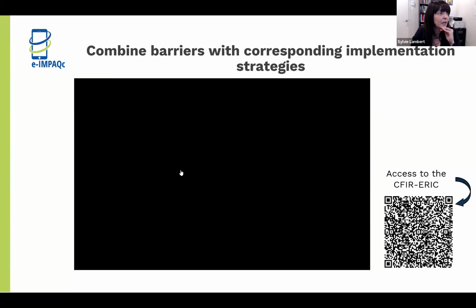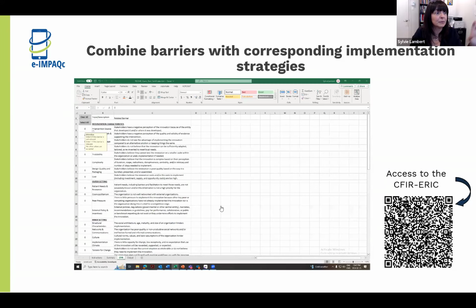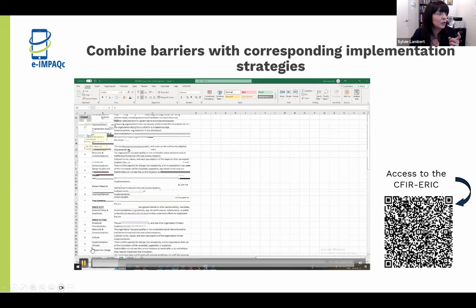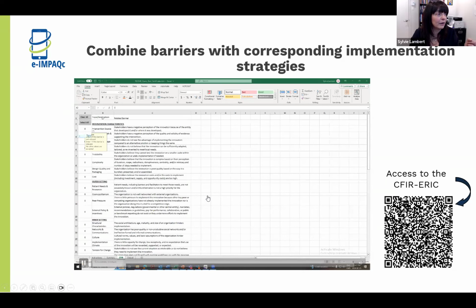I don't think I have time to present this, but again, there's a QR code. There is a tool that exists where you can select your barriers.